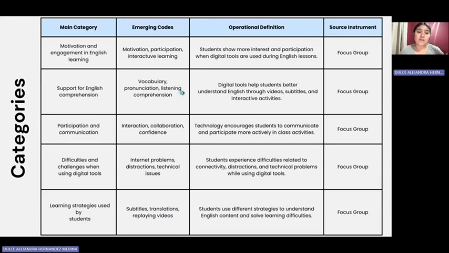The codes for participation were interaction, collaboration, and confidence. The definition here is that technology encourages students to communicate and participate more actively in class activities.